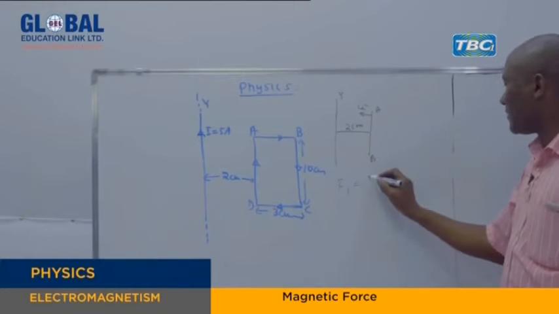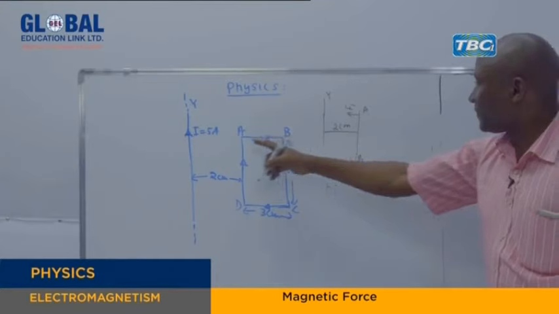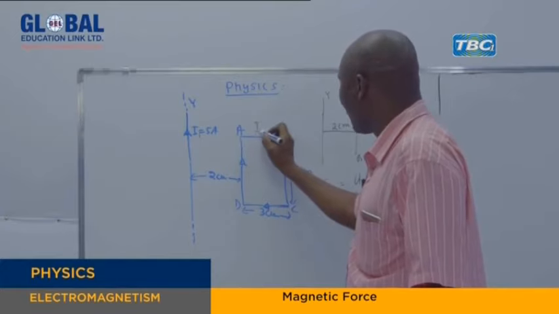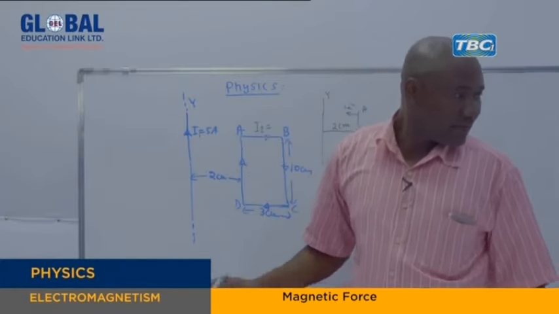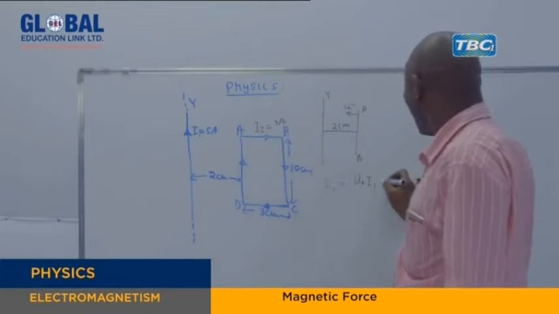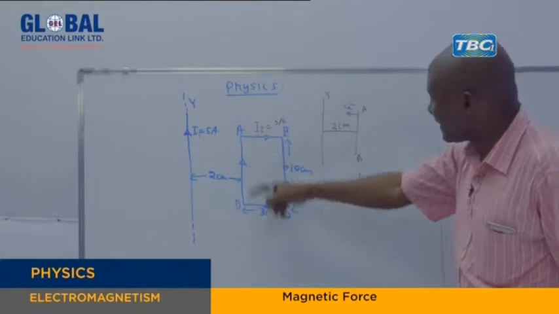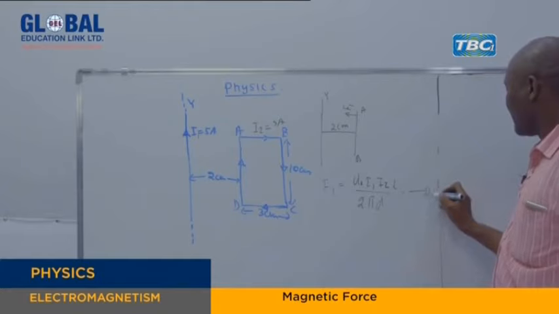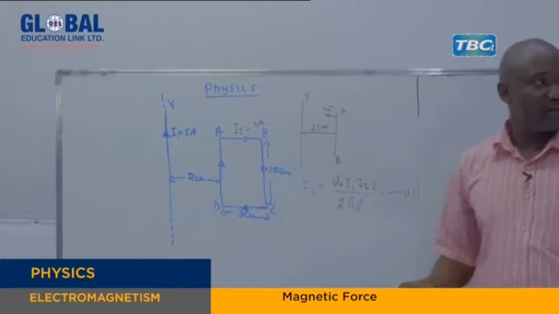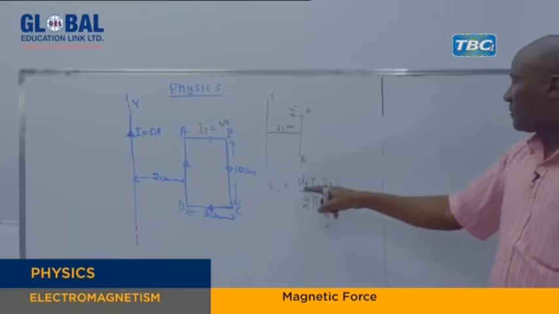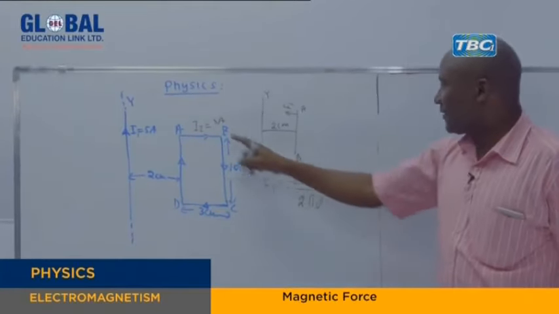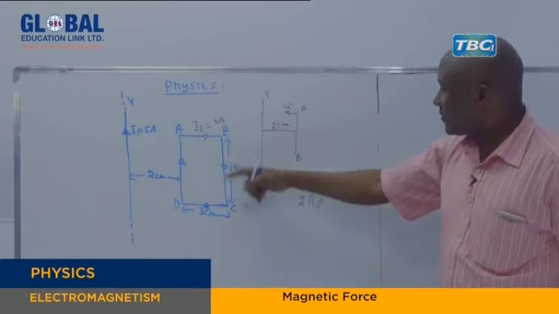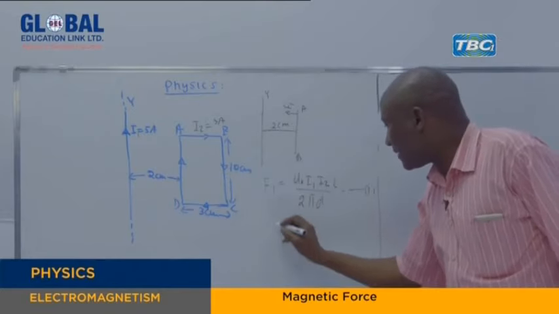So we find that force as mu I1 I2 over 2 pi d, maybe this is I1, this is I2. According to the question, I2 is given as 3. Because the length of this side is given, we include that. So you find that force F1 as part of your assignment. Now you can do that one. Mu is given, I1 is 5, I2 is 3, the length is given as 10, and you find the F1.